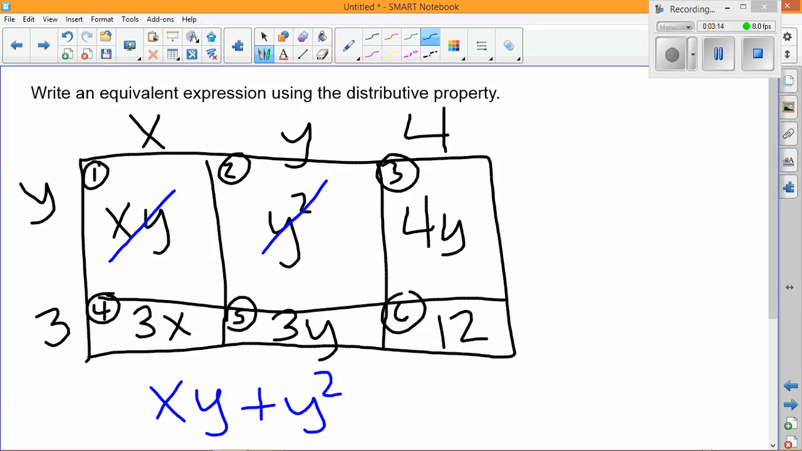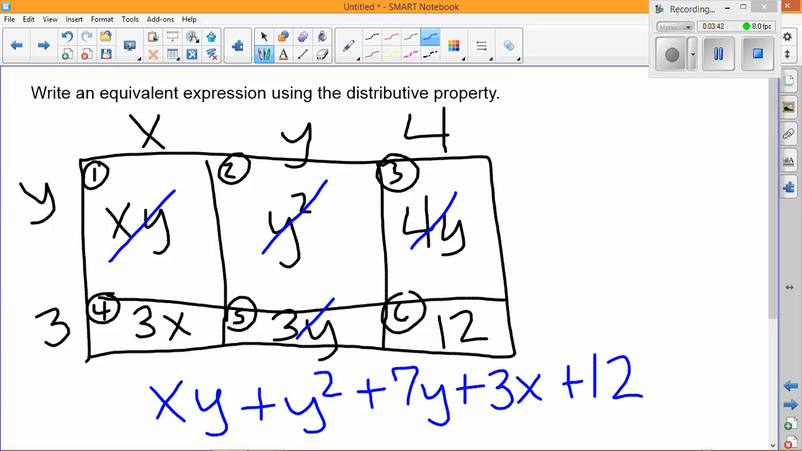Then I look to box 3, and I see that there is 4y. So I look for any other y terms, and I see it down here in box 5. So box 3 and box 5 can be added together. So 4y plus 3y gives me 7y. So I've used those two. Then I can look at the last remaining boxes. I have just a number, and then I have a term using an x. So I can add on 3x and 12, and those cannot be combined because they're not like terms. And that is as simple of an expression as I can write, not knowing what x and y are.